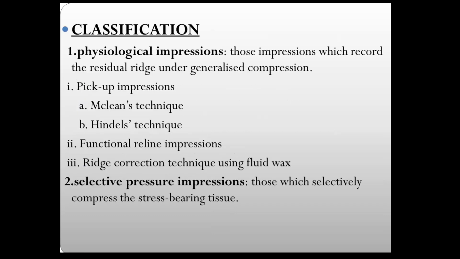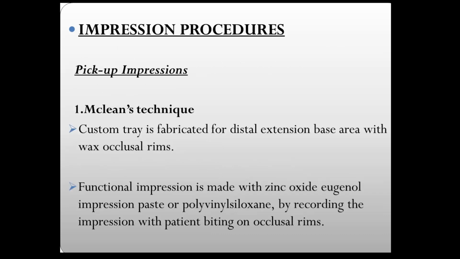Coming to the impression techniques, they can be classified into the physiological impression technique and the selective pressure technique. In the physiological impression technique, all the soft tissues will be recorded under a compressed state. In the selective pressure technique, the compression will be given only to the stress-bearing tissue. Coming to the first technique, the physiologic method, there are two methods: the McLean technique and the Hindle technique, then the functional relining technique and ridge correction using a fluid wax system. The first one is the pickup impression method.